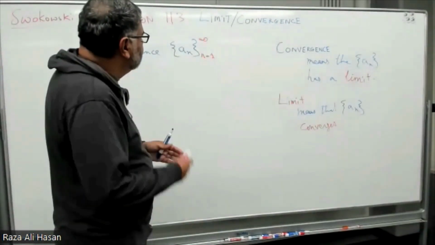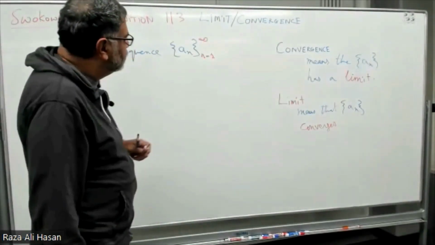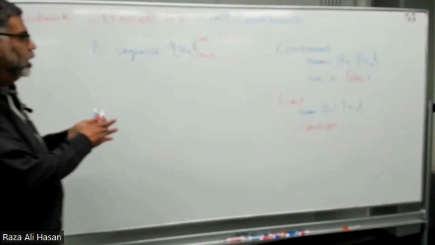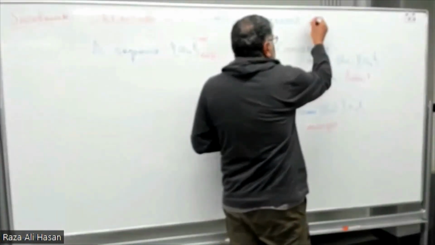Definition 11.3, limit and convergence for sequences.